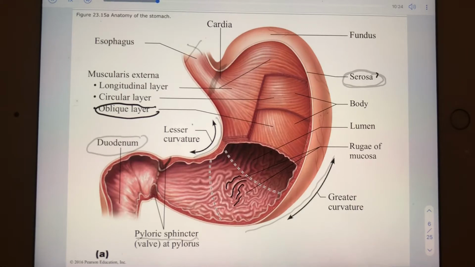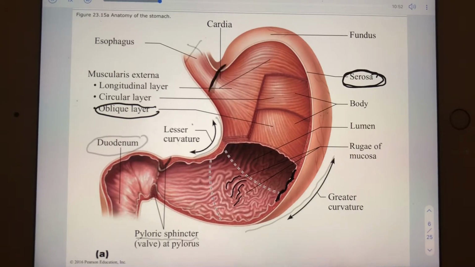The outermost layer is considered serosa, although this is an intraperitoneal organ, so technically it has serosa and adventitia. The mucosa here is made out of simple columnar epithelium. And when we zoom way in on this mucosa, we'll see it's actually highly modified.